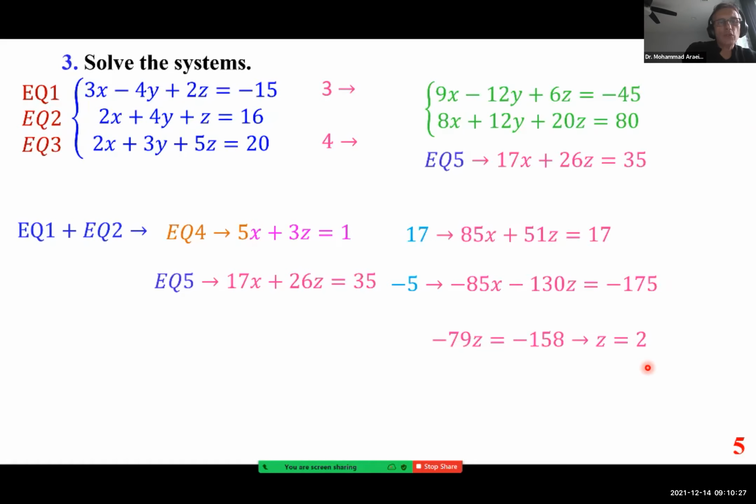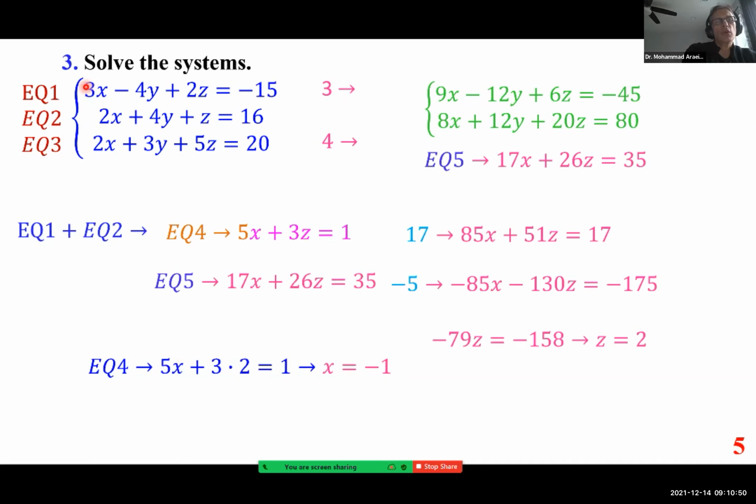So we go back to either equation 4 or equation 5 to find x. So 5x plus 3 times z, which we found to be 2, equals 1. This is number 6. And 5x plus 6 equals 1. X becomes negative 1. So we got 2 variables.